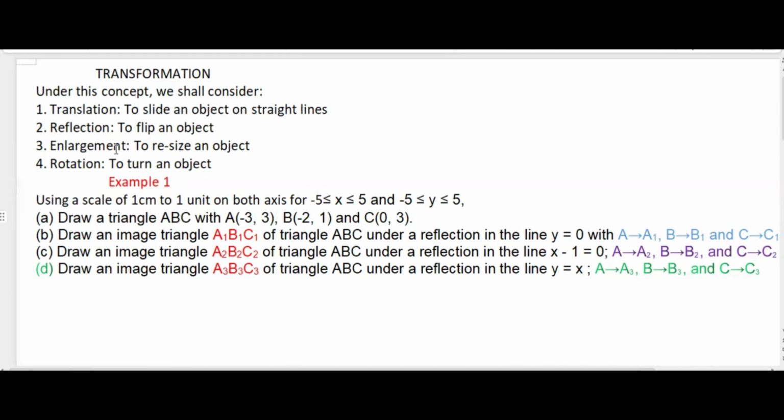So in other words, when we talk about reflection, it's a way of flipping an object. When you flip an object, we say that you reflect it.